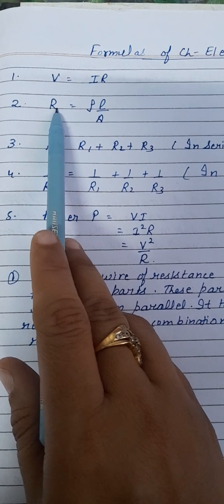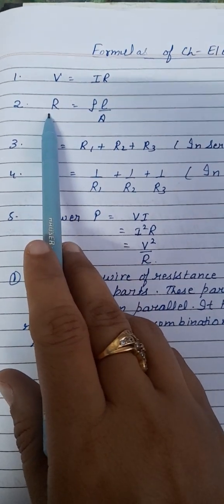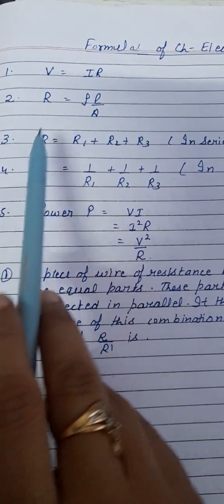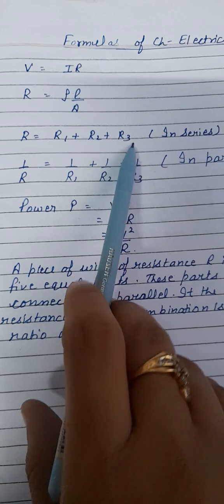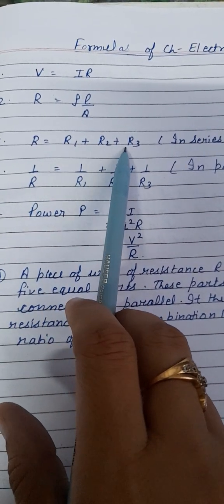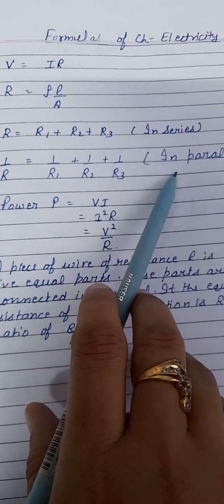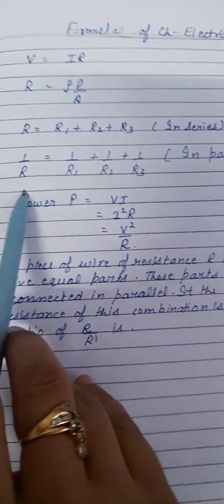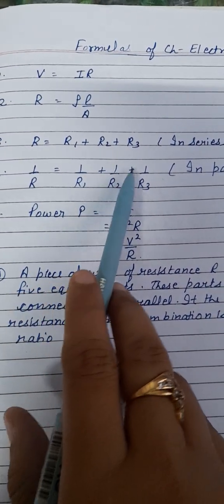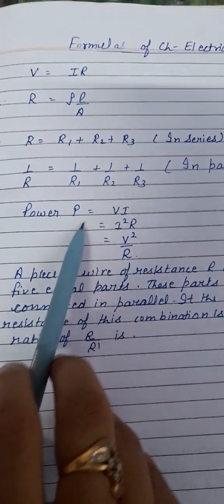Second is the resistivity formula, R equals rho L over A. Here R is resistance, rho is resistivity, L is length and A is area. Next, if resistors are connected in series, then R equals R1 plus R2 plus R3, means we have to add directly. Next, if resistors are connected in parallel, then 1 by R equals 1 by R1 plus 1 by R2 plus 1 by R3, means we have to add in reciprocal form.